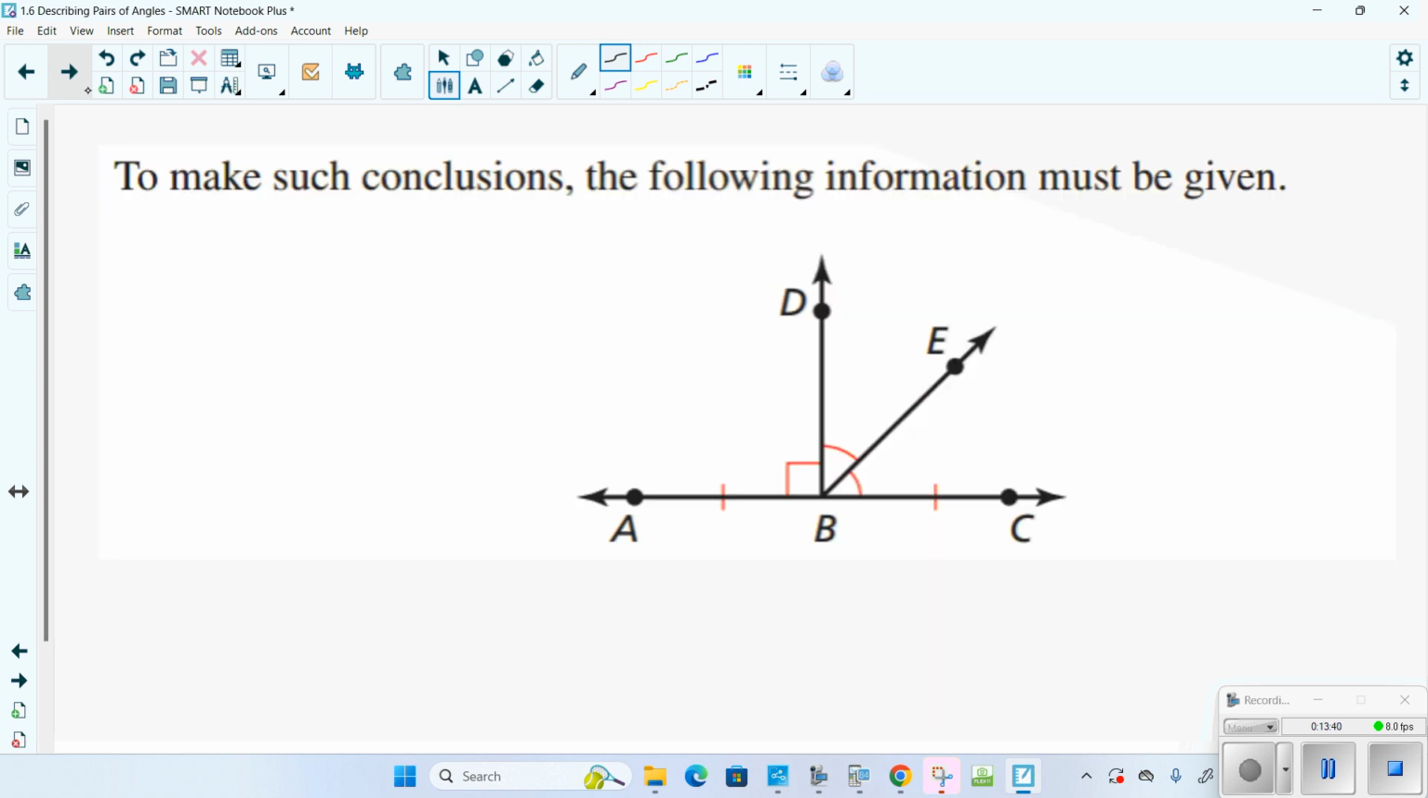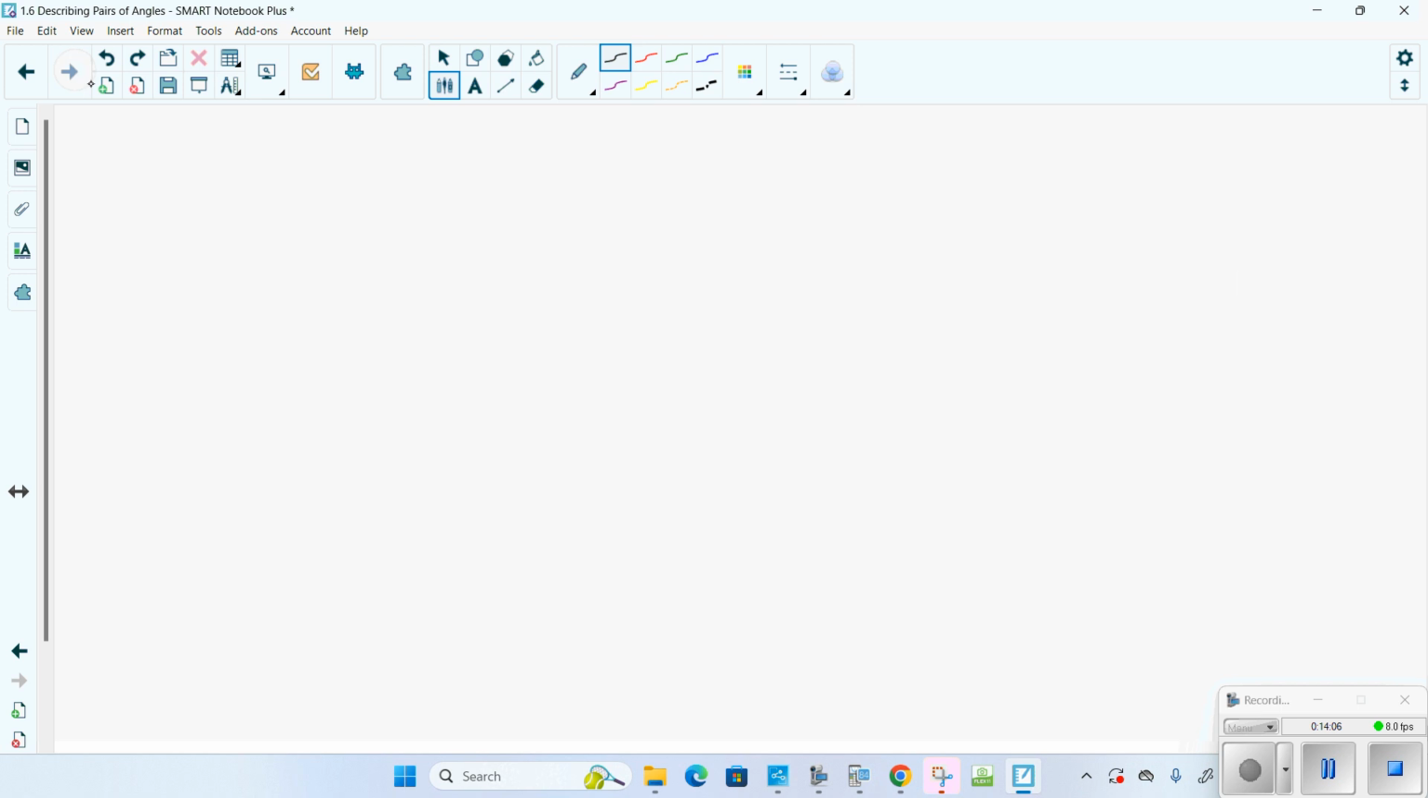Now, if I give you marks in a picture, though, you can. Notice that this mark and this mark means that those two are congruent. If I give you one line and one line for angles, you can assume those are congruent. And if we get a box in a picture, you can assume that is 90 degrees then. So if they give you information, then you can conclude it.